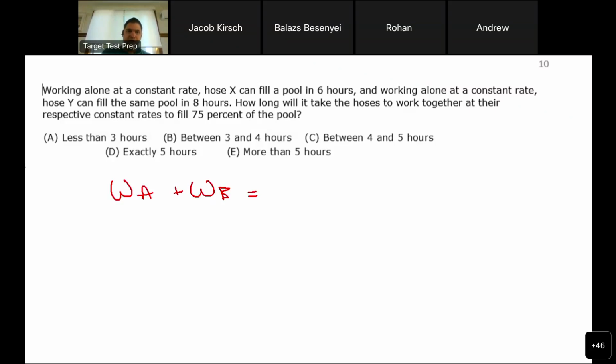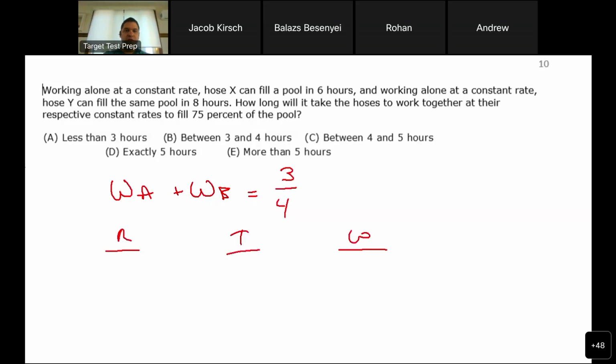Now, total work can be a number of things. It can be 1 if you're completing a job. It can be 1 if you're emptying a pool. It can be 300 if you're emptying a pool of 300 gallons. It can be 55 if you're building 55 cars. In this case, it's 3/4 because we are filling up 75% of the pool.